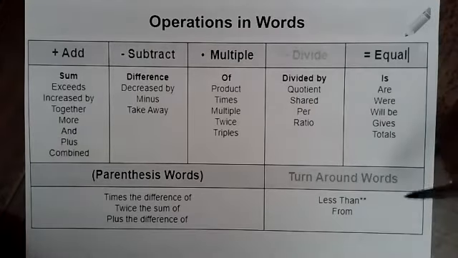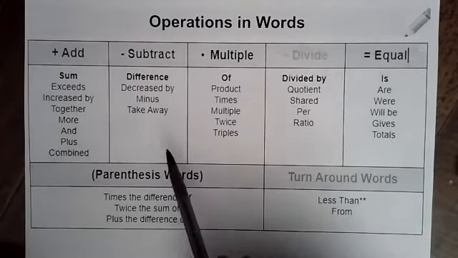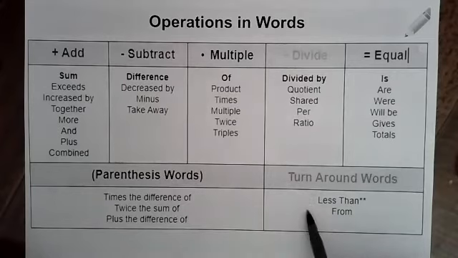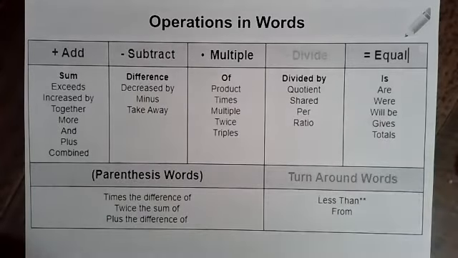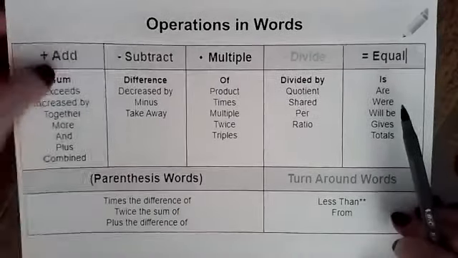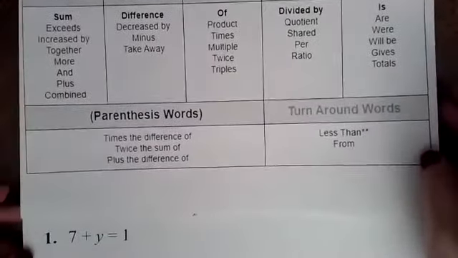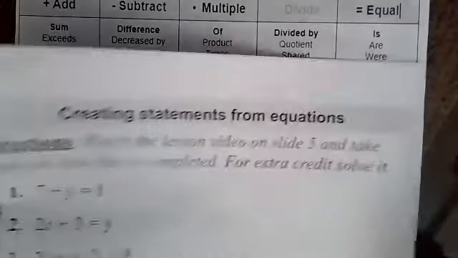Then we have those turnaround words, okay? So less than and from switch the order. I also want you to know that less than and from are also categorized as subtraction, okay? So these words are important because they switch the order. The rest of these words, they don't necessarily switch the order, okay? So with that being said, I'm going to go right into slide number 7, but I'm going to try to keep my chart up here, okay? I'll use it as a reference, okay?